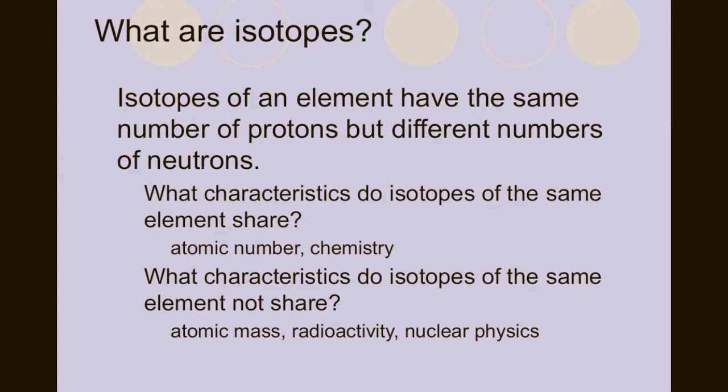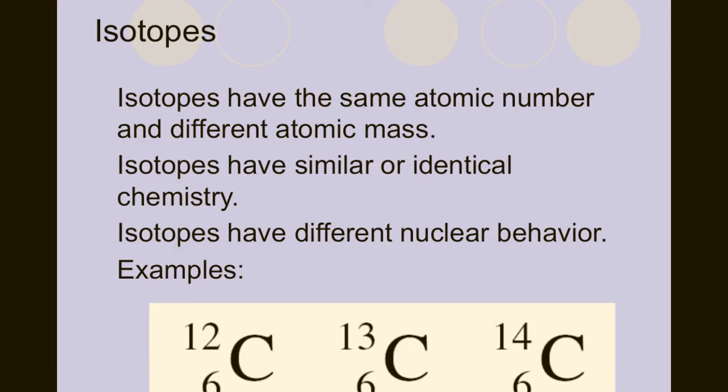So what characteristics do isotopes of the same element share? That is their atomic number and chemistry. Remember that the atomic number is equal to their number of protons, which is basically their DNA. What characteristics do isotopes of the same element not share? Their atomic mass, their radioactivity, and their nuclear physics. So the atomic mass can vary, and when it does, that's an isotope. Isotopes have the same atomic number and different atomic mass. Isotopes will have similar or identical chemistry, but isotopes will have different nuclear behavior.